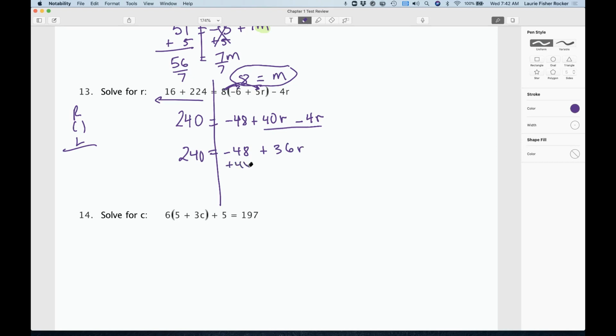So plus 48, plus 48, 288 equals 36r, and then I gotta look at that. So I know it's less than 10 because if it was more than 10, it'd be bigger than 360. And then so I'm going to try 8. 6 times 8 is 48, and I need it to end in 8. So if I'm looking at this, I need it to end in 8, and that 8 did that, so then I can test the rest of it. So it's 48, carry the 4. 3 times 8 is 24 plus 4 is 28, so it's 288, so r equals 8.